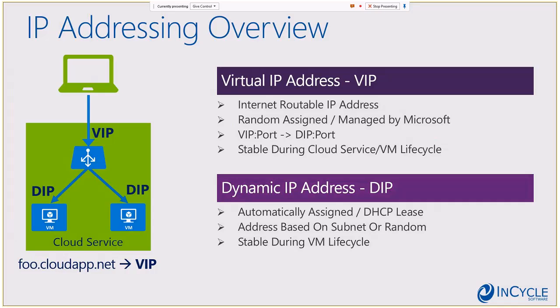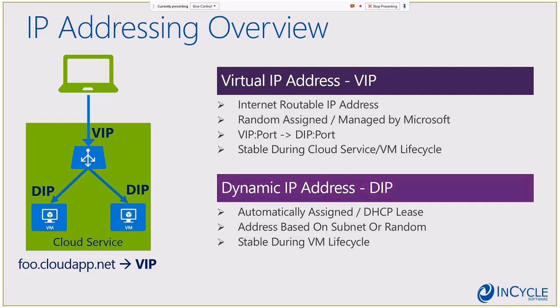You can specifically specify one based on adding a VM into a specific subnet, or it's randomly assigned if that VM is not assigned into a subnet. The DIPs themselves are stable during the life cycle of the VM. So once I create the VM, Azure will automatically assign it. It's a long-time lease, or the lease of the lifetime of the VM.